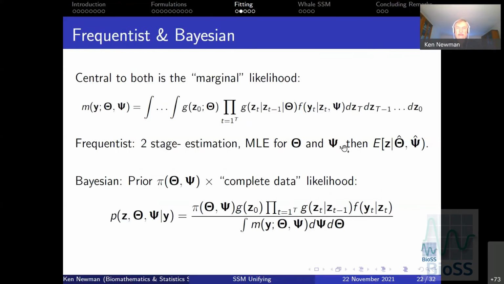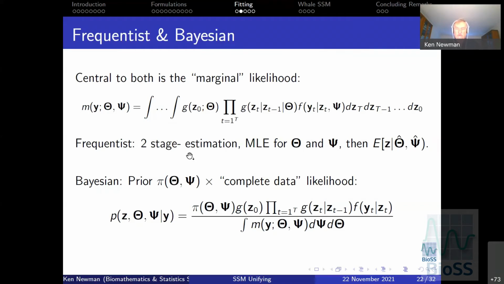So for both Bayesian inference and frequentist inference, what's central to doing inference is calculating the marginal likelihood. In other words, calculating the probability density just for the observations alone. So that involves integrating out the state values. And that's what can be the hard part of fitting state space models, is doing this integration here.